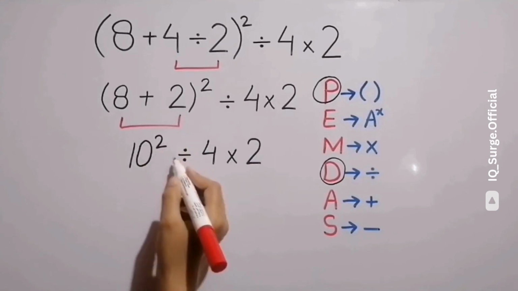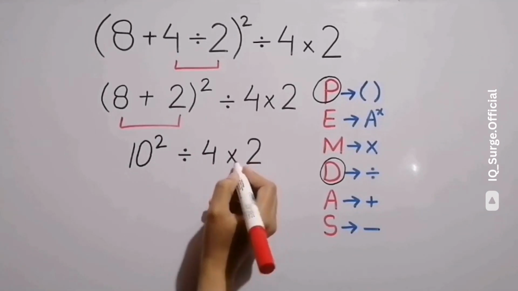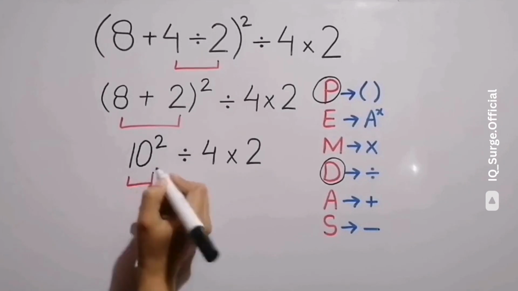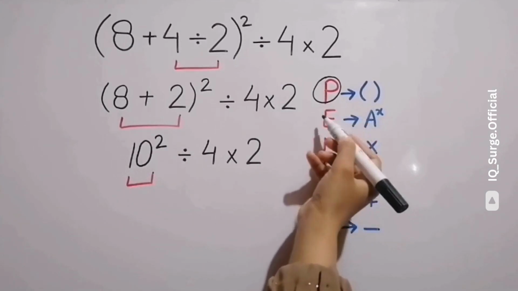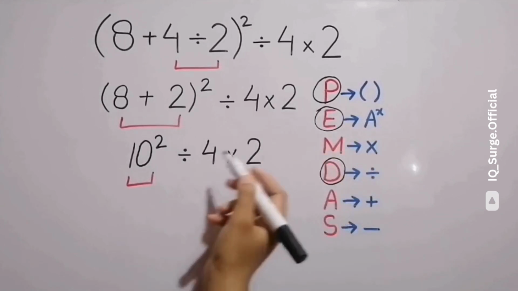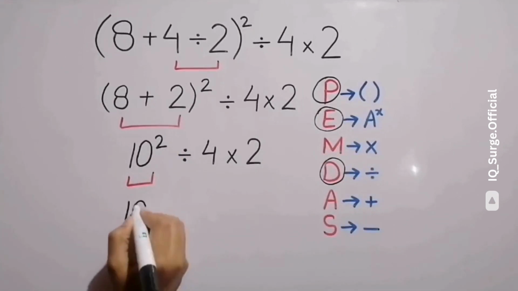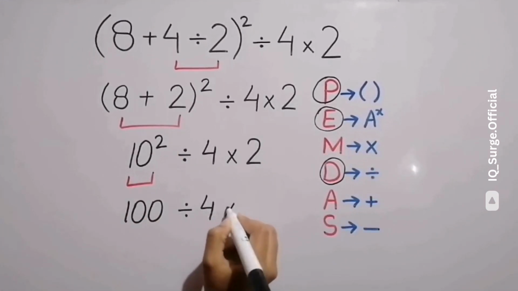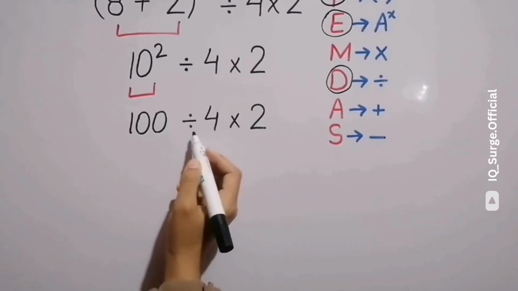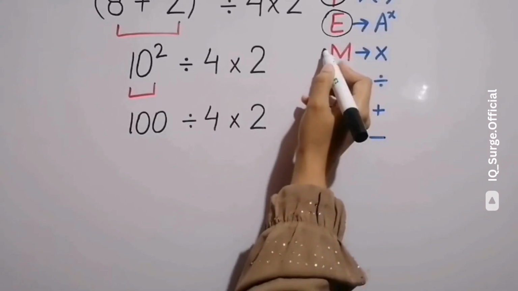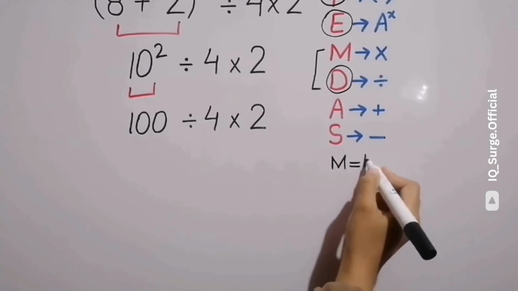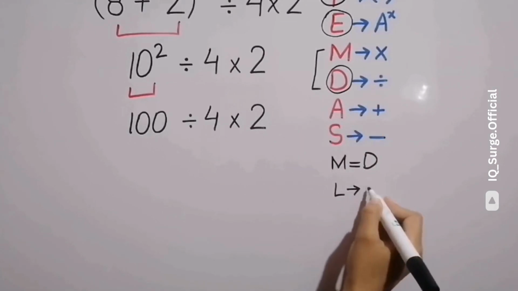Now we have exponent, division, and multiplication. It's time for the exponent because after parentheses, exponent has higher priority than all other operations. 10 times 10 equals 100, then divided by 4 times 2. Now we have division and multiplication. Multiplication and division have the same level of priority, and we work from left to right.